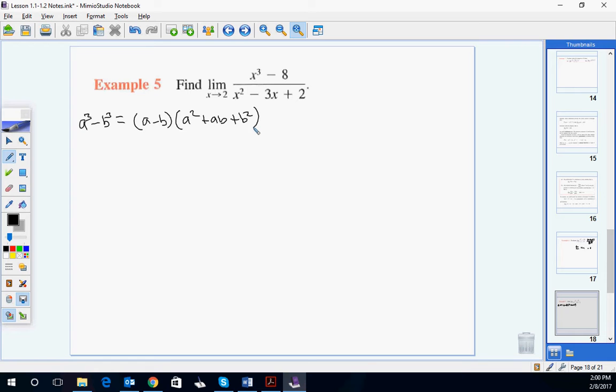So this right here factors down to x minus 2, because a is 2, 2 cubed is 8, times x squared plus 2x plus 4. You're saying, why didn't you try to substitute first? Well, I didn't try to substitute first because, 2 squared is 4. What's negative 3 times 2? Negative 6. What's 2 minus 6? Negative 4. Plus 2 is 0.